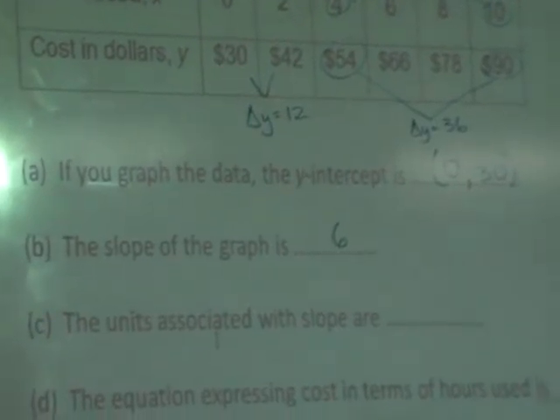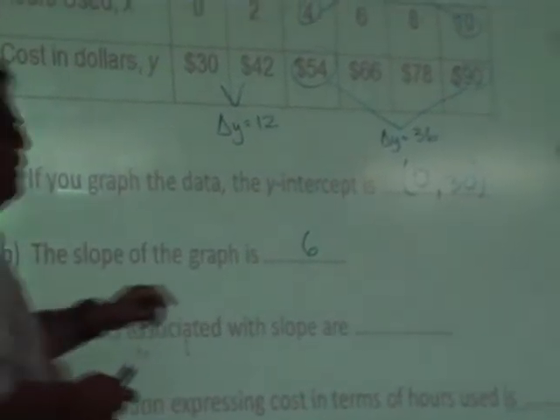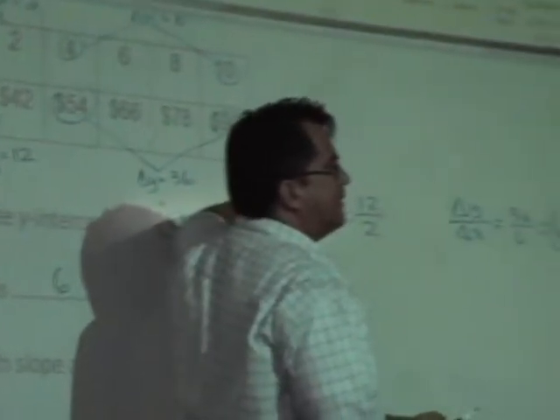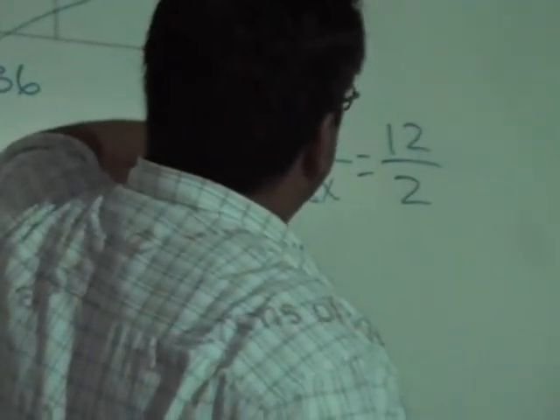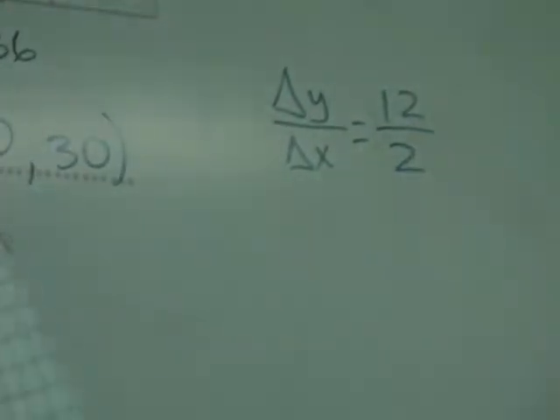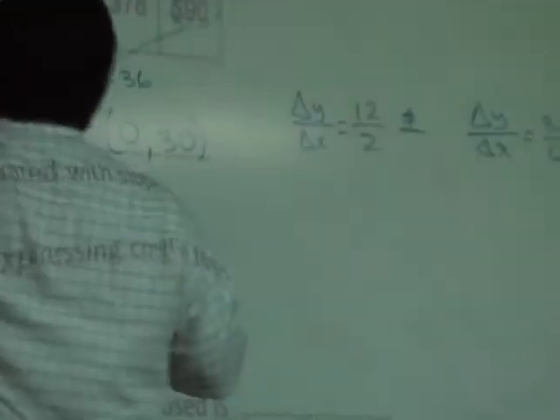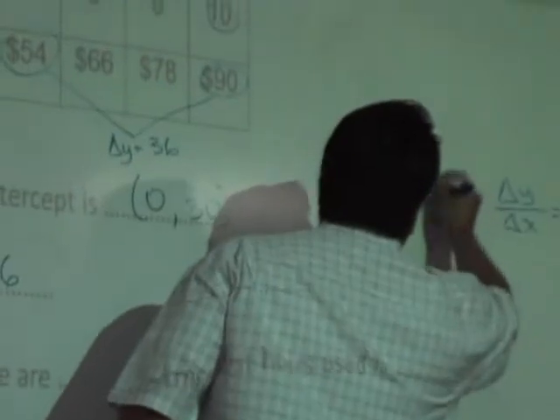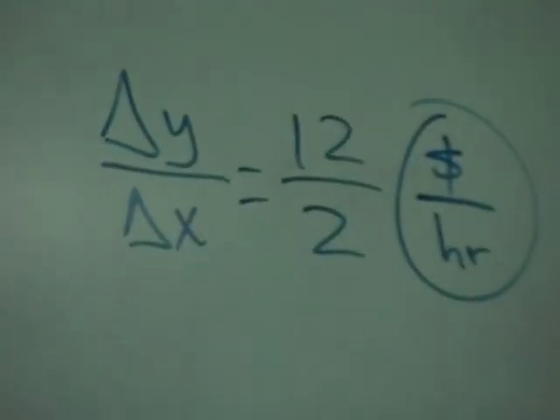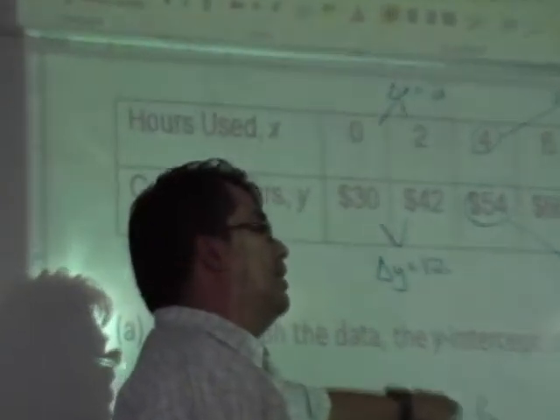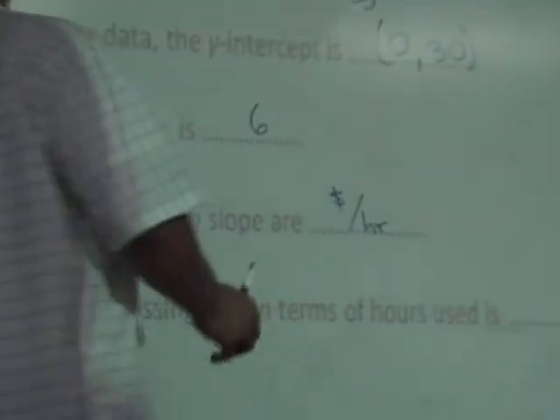What are the units associated with slope? This is important. Look at delta y over delta x. When I say here the difference is 12, 12 what? What are the units in? $12. So this is dollars per hour. Per hour. Very nice. Those are the units of slope. So whatever this thing is representing, the units of slope are dollars per hour. So $6 per hour. So dollars per hour. Those are the units of slope.